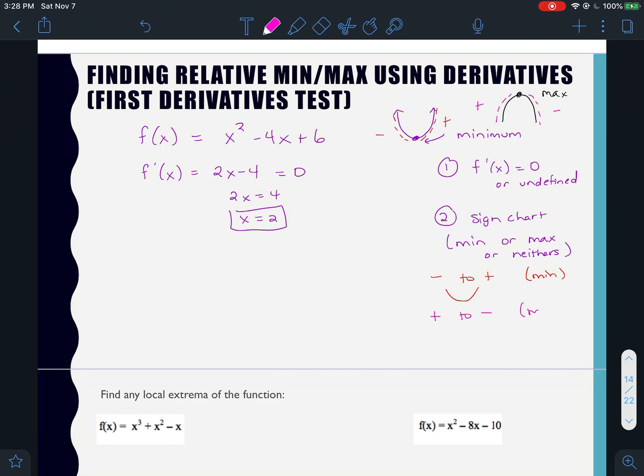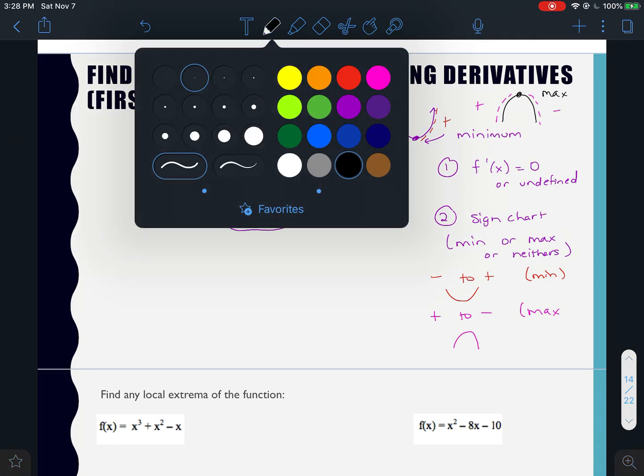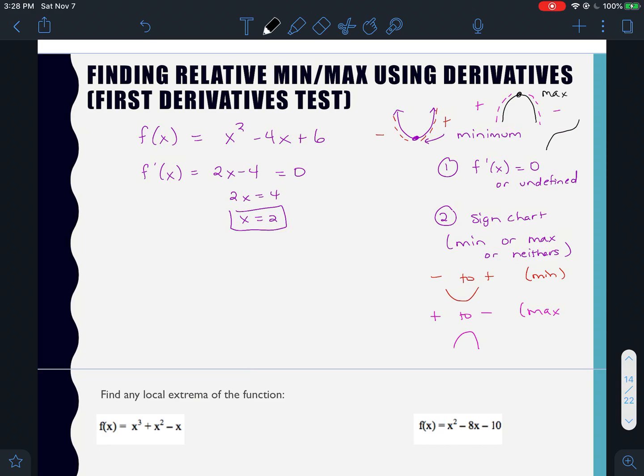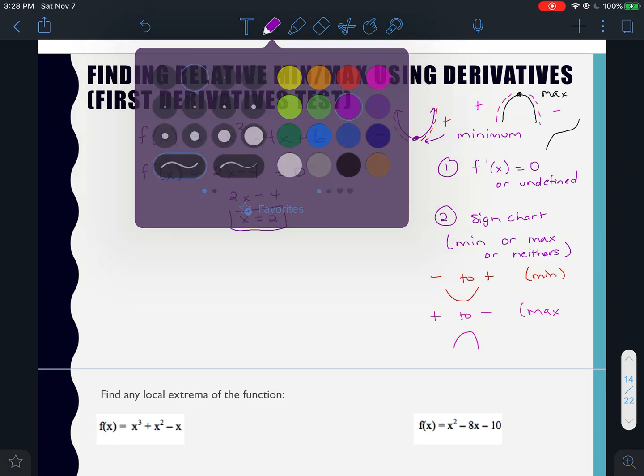And then afterwards, the slopes of your tangent line should be negative. So the derivatives need to change from positive to negative, and then you would have a maximum value there.